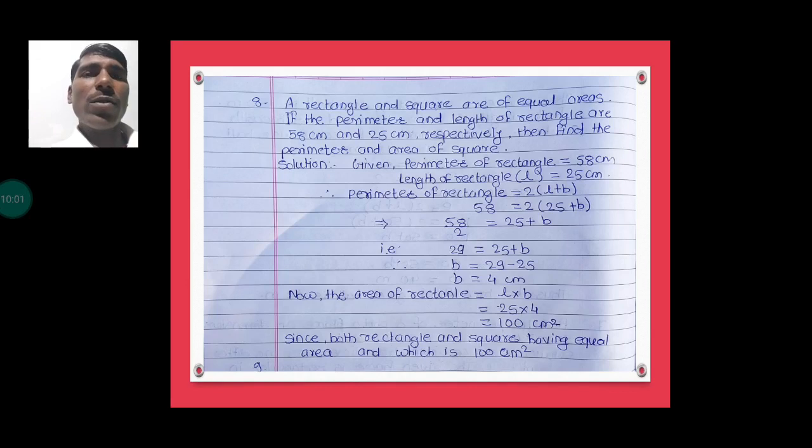So what do you have to do here? You have to consider a square having 100 centimeter square area. So you will get the side of that square as 10 centimeter, because 10 square is 100. 10 tens are 100. So the side of the square is 10 centimeter, and now obviously you can find the perimeter of the corresponding square having 100 centimeter square area.